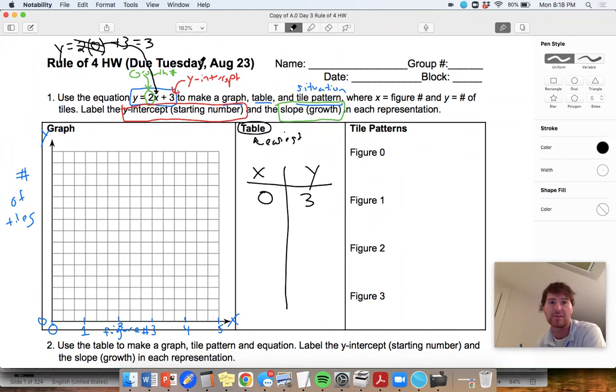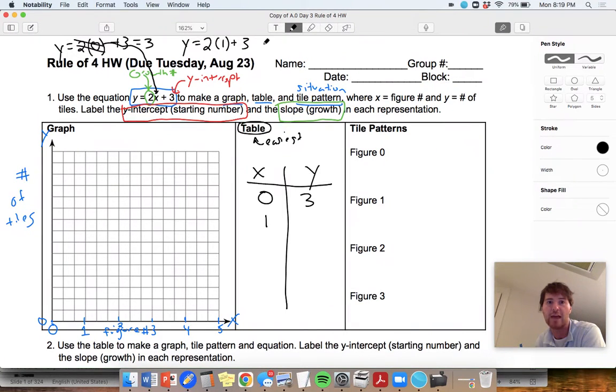Let's do another one. What about when my x is 1, for instance? When my x is 1, well, y equals 2 times x. I'm going to plug in 1 here instead, and then I still have 3. The rule for this relationship, the equation for this tile pattern that we haven't seen yet, is 2 times whatever the figure number is, and then you add 3 to it.